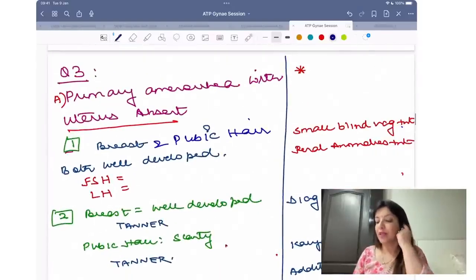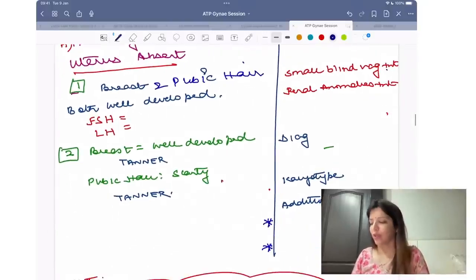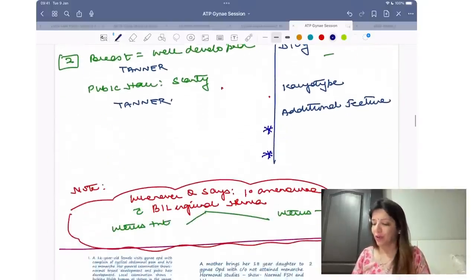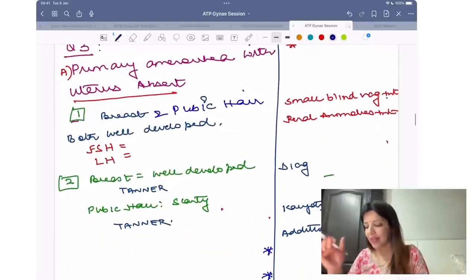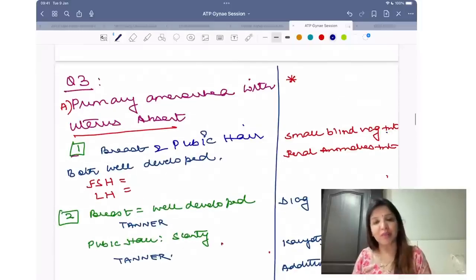अब आता है प्राइमरी एमेनोरिया विद यूट्रस एब्सेंट. प्राइमरी एमेनोरिया विद यूट्रस एब्सेंट बहुत सिंपल है. Either it is Mullerian agenesis or androgen insensitivity syndrome. ठीक है, androgen insensitivity syndrome में again they are going to say that bilateral inguinal hernia is present. हमेशा बोलेंगे bilateral inguinal hernia present है, right? Mullerian agenesis में क्या बोलेंगे?